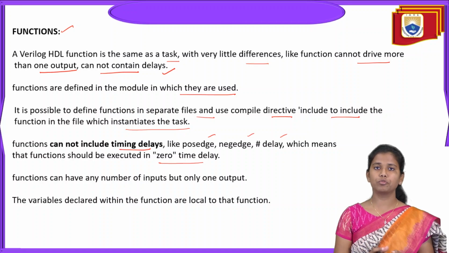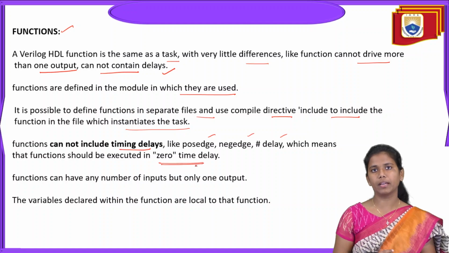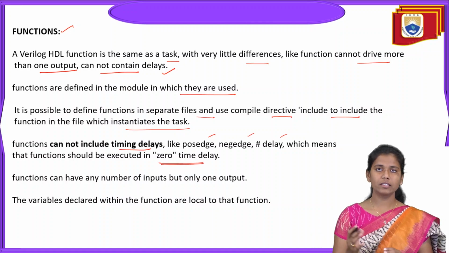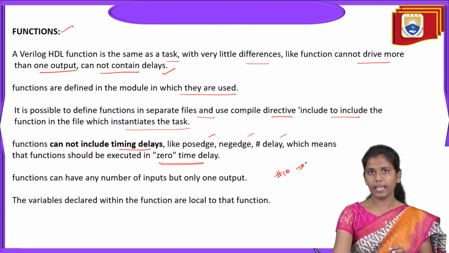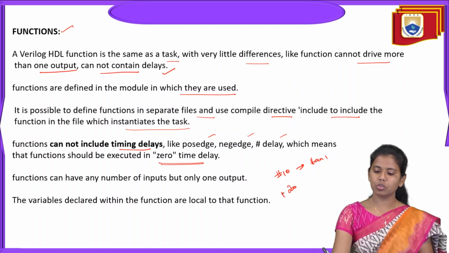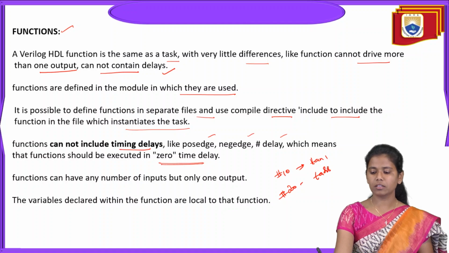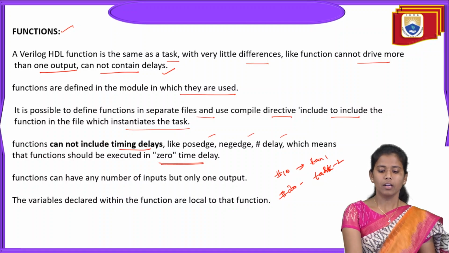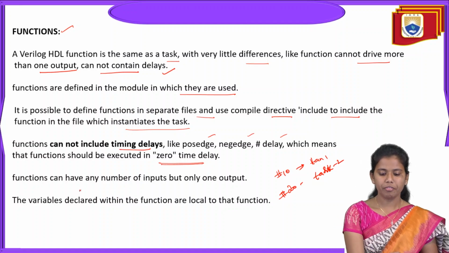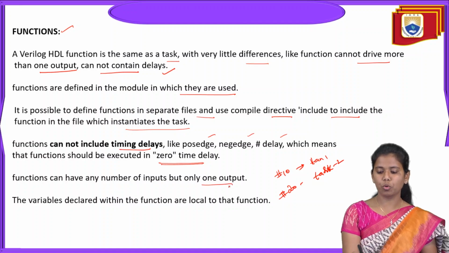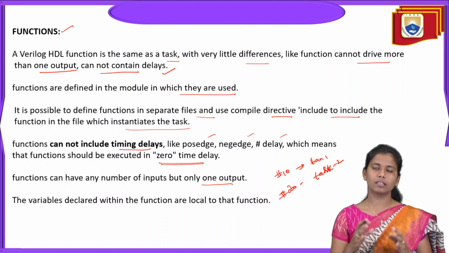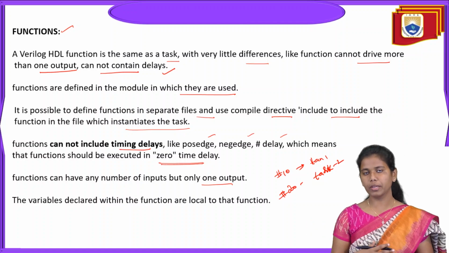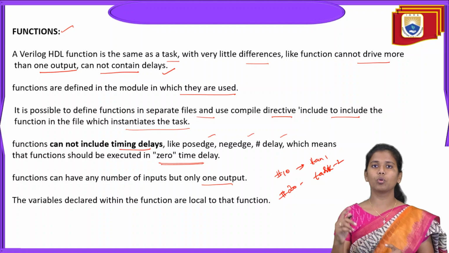So the functions have to execute whatever job they have to perform within zero time delay. Whereas with tasks, at 10 nanoseconds of delay, task 1 can complete its function, and at 20 nanoseconds of delay, task 3 can complete its function. But here the functions cannot include time delay. Then the functions can have any number of inputs but only one output. As we said, the task can have different outputs based on the arguments, whereas the functions can consider only one output.